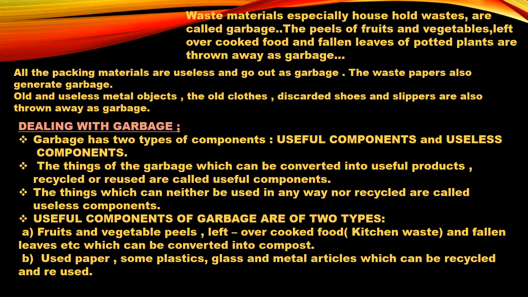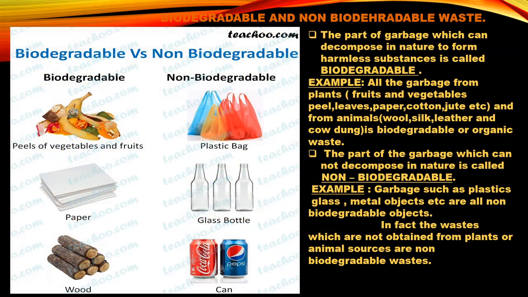Okay. Now, some garbage can rot, while on the other hand some garbage cannot rot. Depending on this property we can categorize garbage into two types. One is biodegradable, another is non-biodegradable. In the picture you can see biodegradable means the vegetable peels, the paper, the wood.